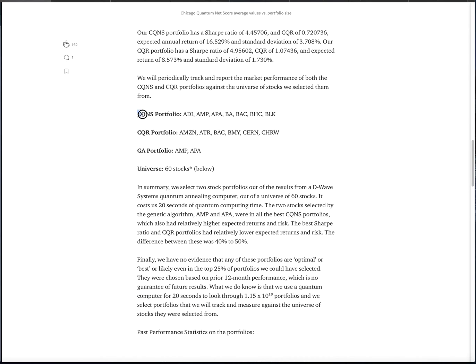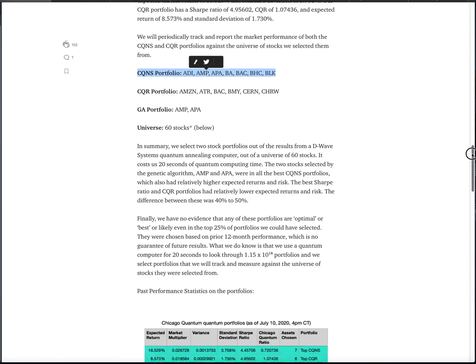So we had a Chicago Quantum Net Score portfolio. We had a Chicago Quantum Ratio portfolio. By the way, spoiler alert, we have a genetic algorithm portfolio, and our universe is 60 stocks. It could be any 60 stocks. We do US highly liquid, and we're just doing them alphabetically, just for research purposes. These 2 stocks were picked by our genetic algorithm. They were also picked in every single Chicago Quantum Net Score portfolio.